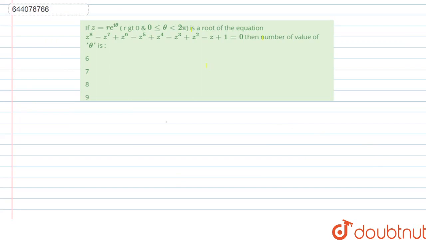Hello students, in this question given here we have to find out the number of values of theta. If z^8 minus z^7 plus z^6 minus z^5 plus z^4 minus z^3 plus z^2 minus z plus 1 is equal to 0, where the value of z is given by this and r is greater than 0 and the value of theta lies between this range. Okay, so we have some options: 6, 7, 8 and 9.